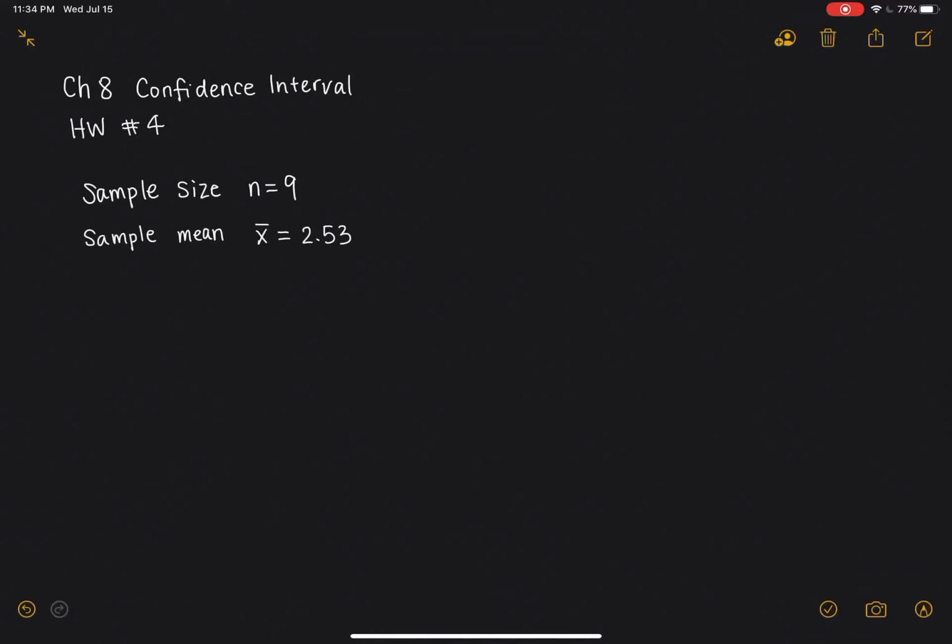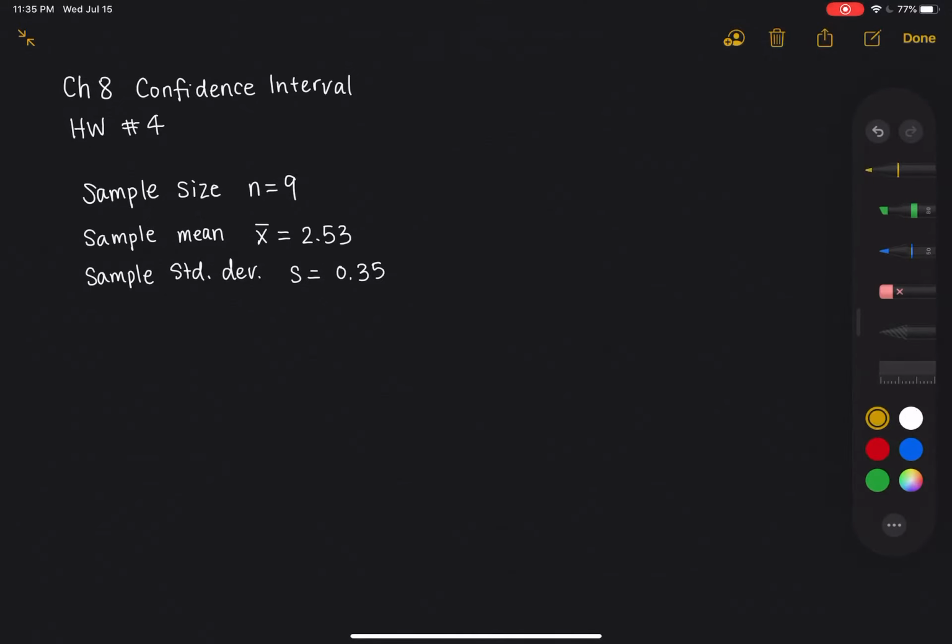And a sample standard deviation is also given to us. So you have to label each number correspondingly using the symbols, because those are the values that we need for the formula. So these are all the things that are given to us. The question is asking for a 95% confidence interval for the population mean length of effective time.